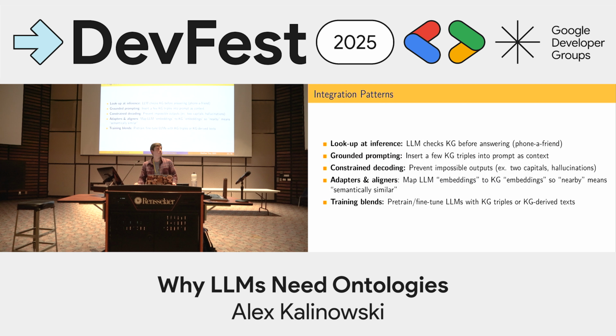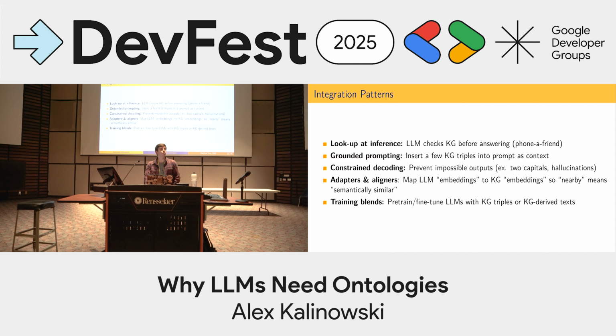We can do grounded prompting. So inject a few knowledge graph triples, maybe where the tokens match, into a prompt as additional context. And I'll show a demo of that towards the end. We can do constrained decoding, so prevent impossible outcomes. So don't return two capitals for a particular state. Helps with the air quote hallucination problem. We can develop adapters and aligners, and that's really where I'm going to spend some time.